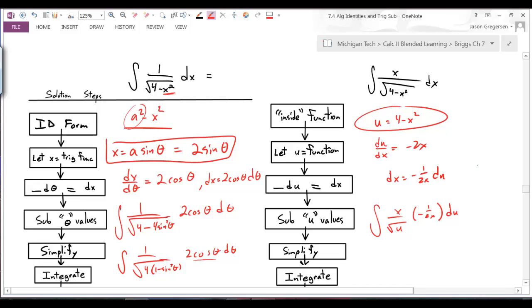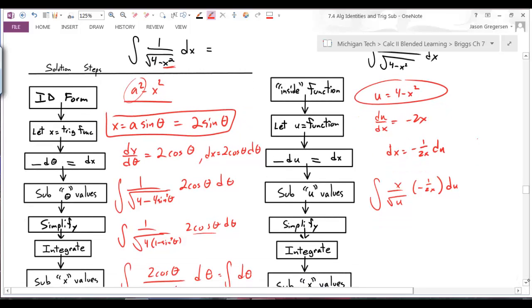Why do we do that? Because it works. The question is, can we see that it will work? My problem had 4 minus x squared, like a squared minus x squared. The substitution is x equals a times sine theta, where a is the square root of this piece. And once again, the reason is because look what happens when we plug it in. It just works.